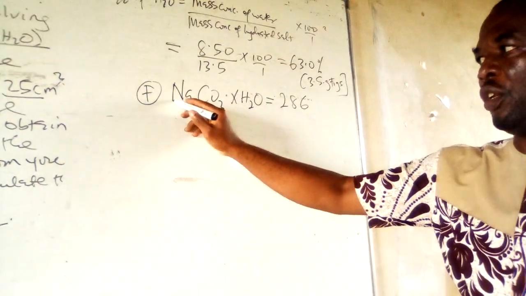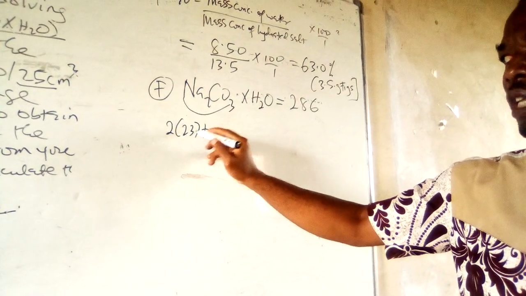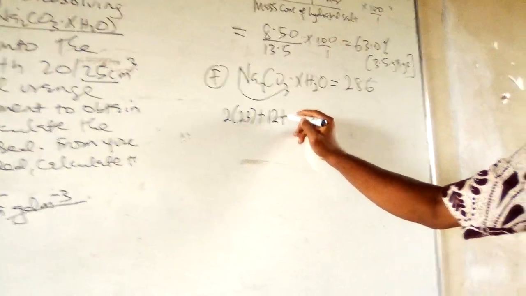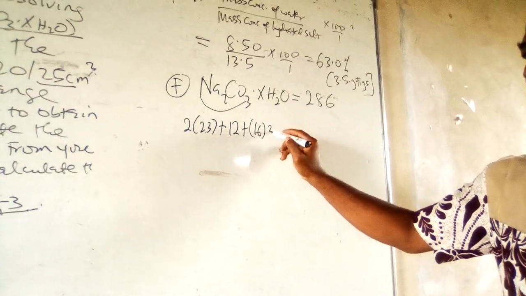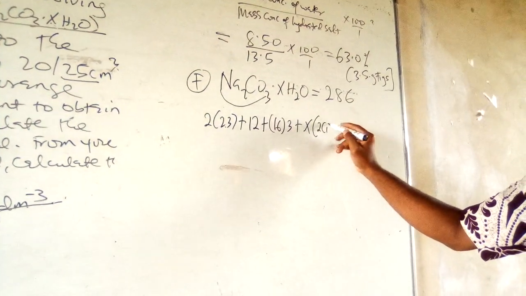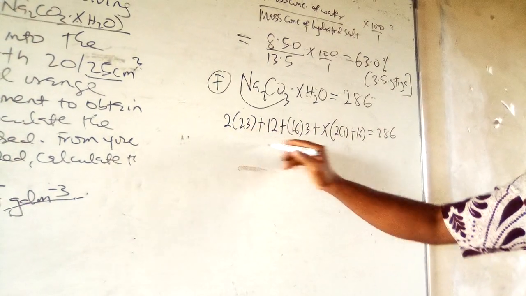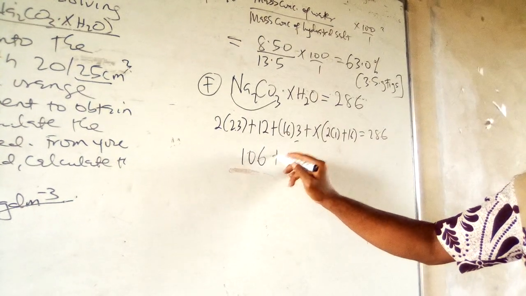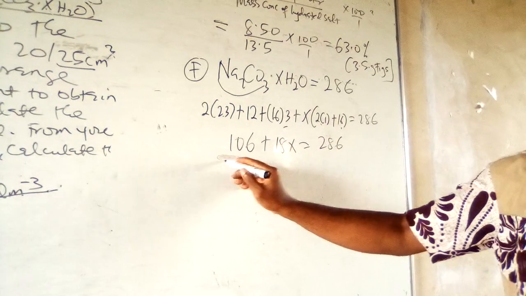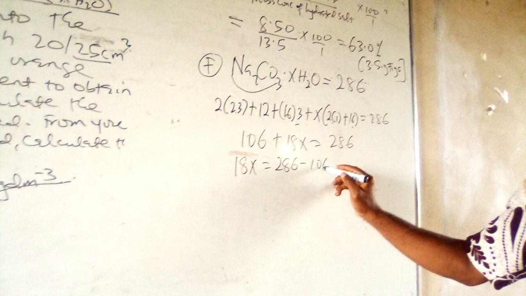Then find the molar mass of this salt. It's going to give you 106, 2 by 23. Total is the amount of carbon of sodium that I'm giving to you in the question. Carbon is 12, also 16 times 3, plus X water, 2 times 1 for hydrogen, plus 16 for oxygen, equal to 286. If you add everything here, you're going to get 106 plus 18X, giving us 286. So 18X gives us 286 minus 106.